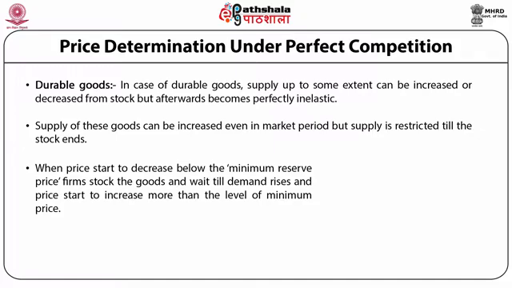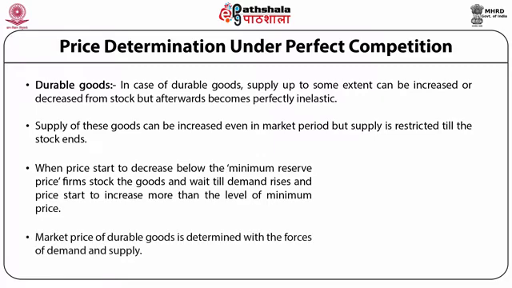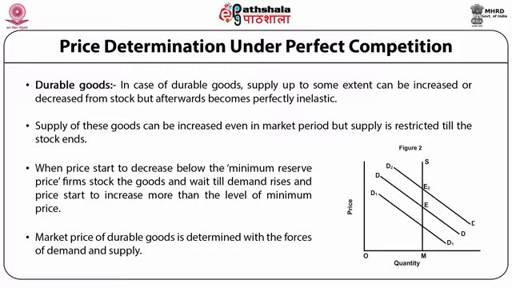So, supply can be increased and decreased even in market period, but only up to the quantity lying in the stock. Market price of durable goods is determined with the forces of demand and supply. This can be shown in the following figure. In this figure, quantity is measured on the OX axis and price is taken on the OY axis. DD is the demand curve and TS is the total supply of durable goods in the market period. OM is the total supply of durable goods.